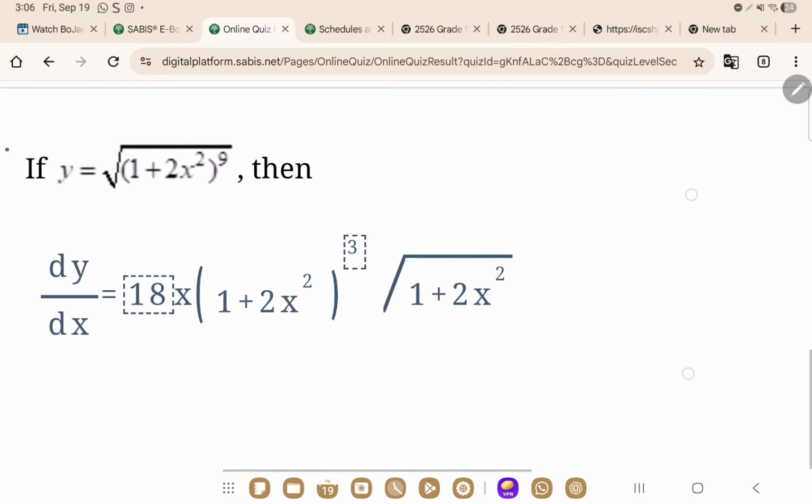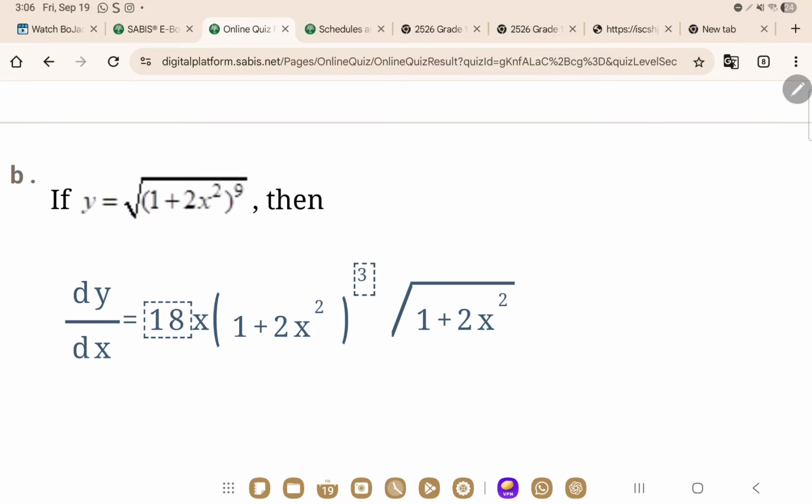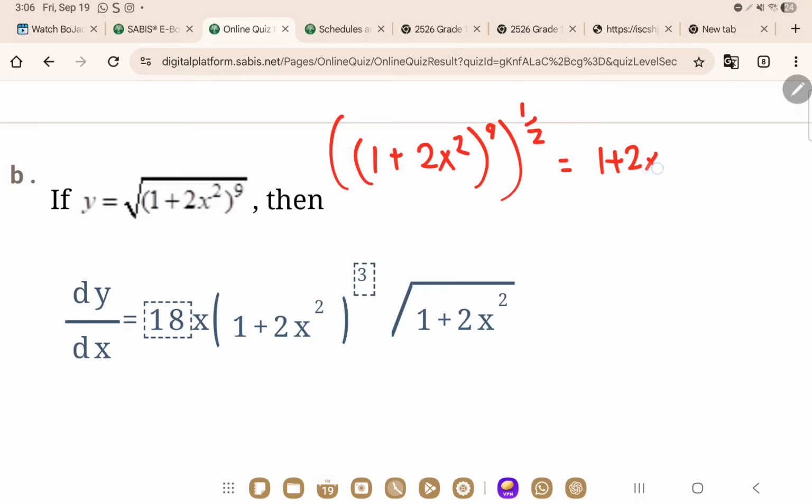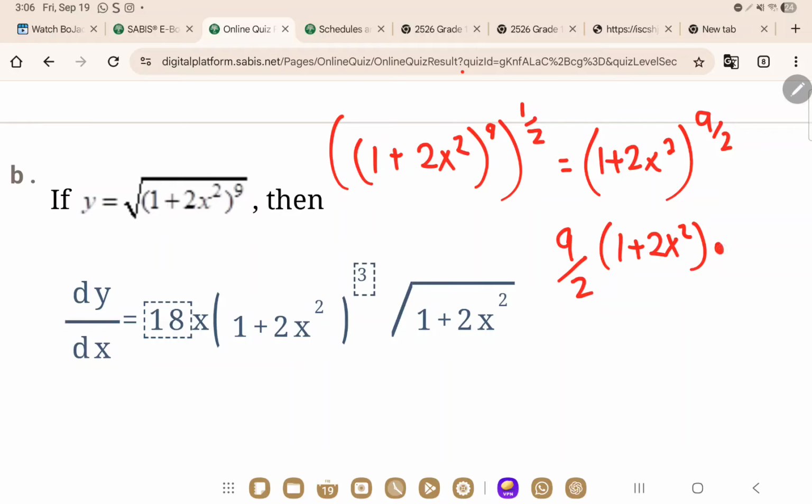Part B is pure chain rule, no product rule. So it is (1 plus 2x squared) to the power half, or rather the power is just 9 over 2. So it's equal to (1 plus 2x squared) to the power 9 over 2. Then it's 9 over 2 by chain rule, into (1 plus 2x squared), times 4x.